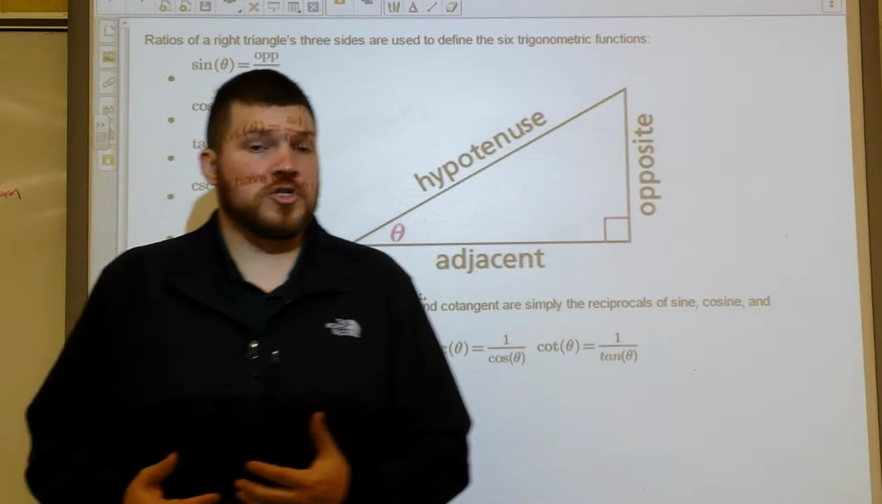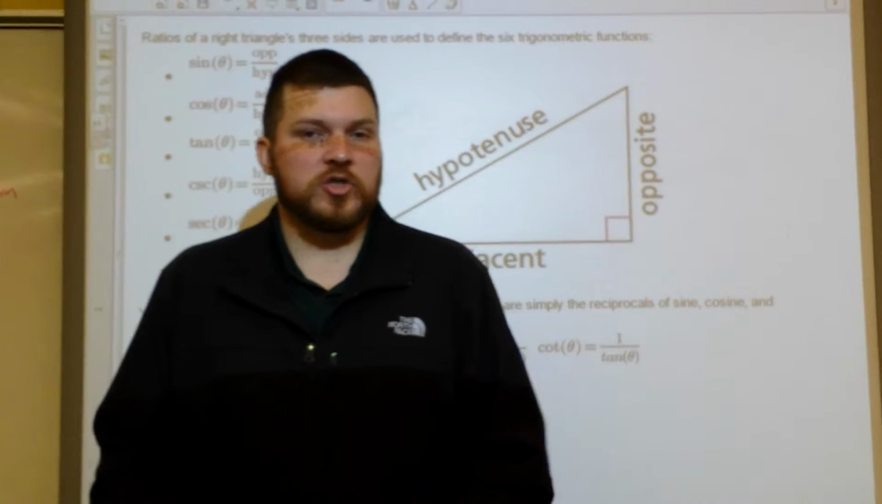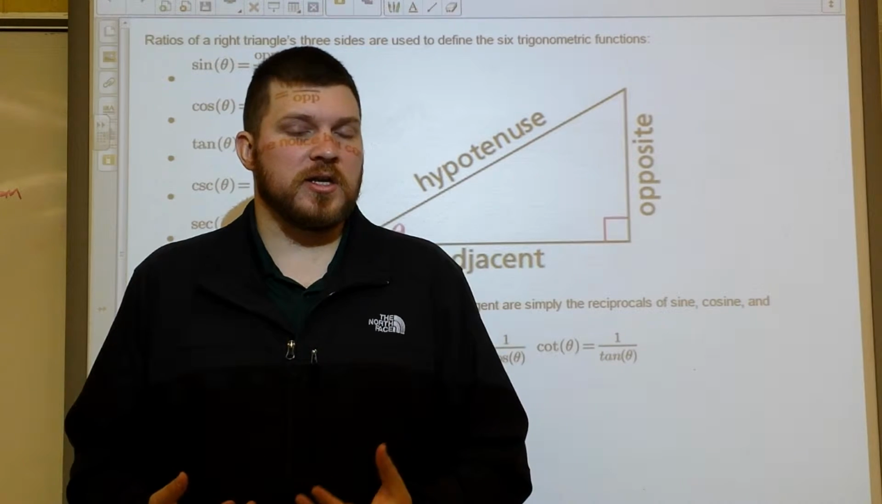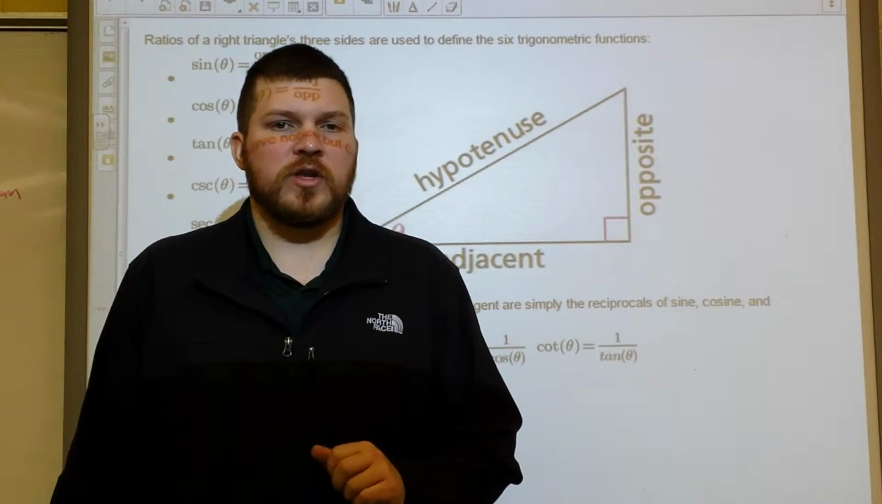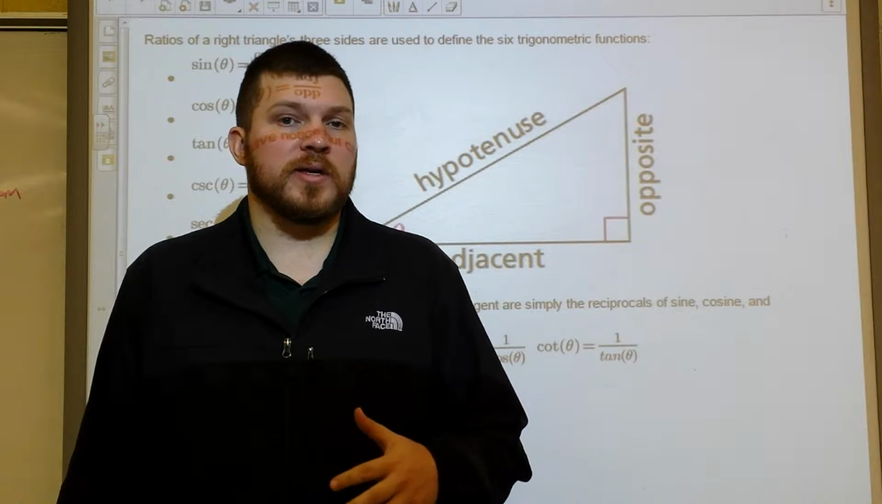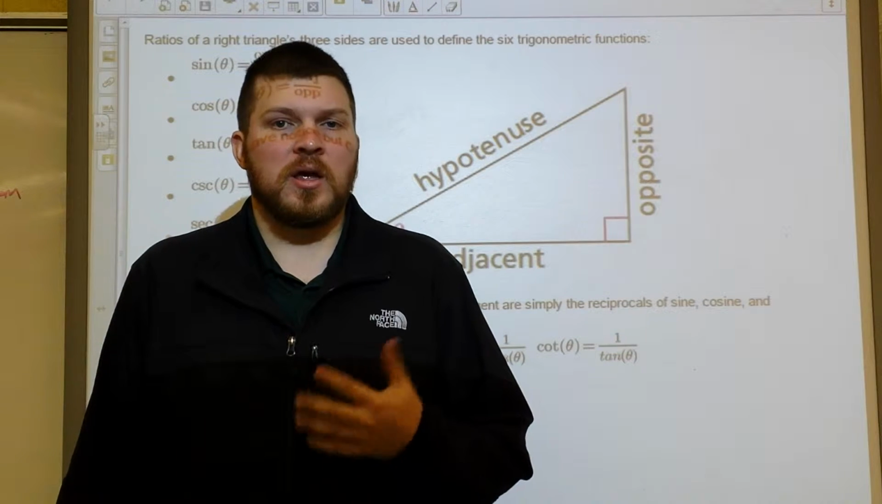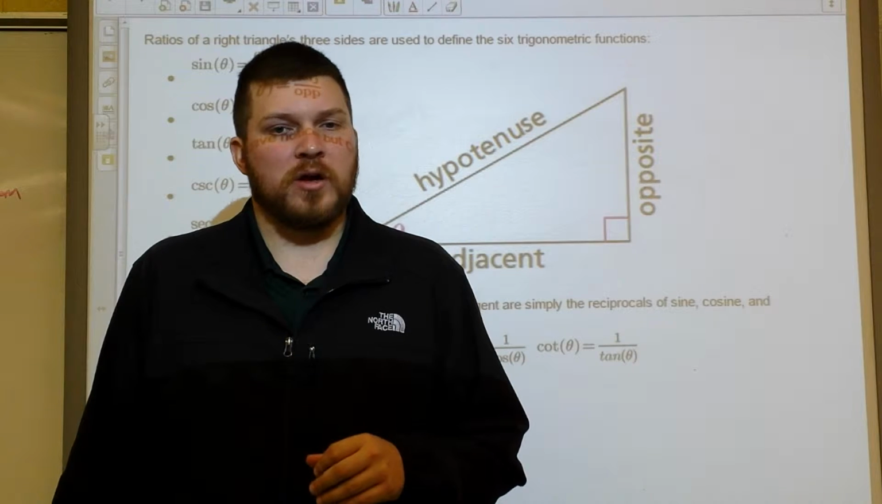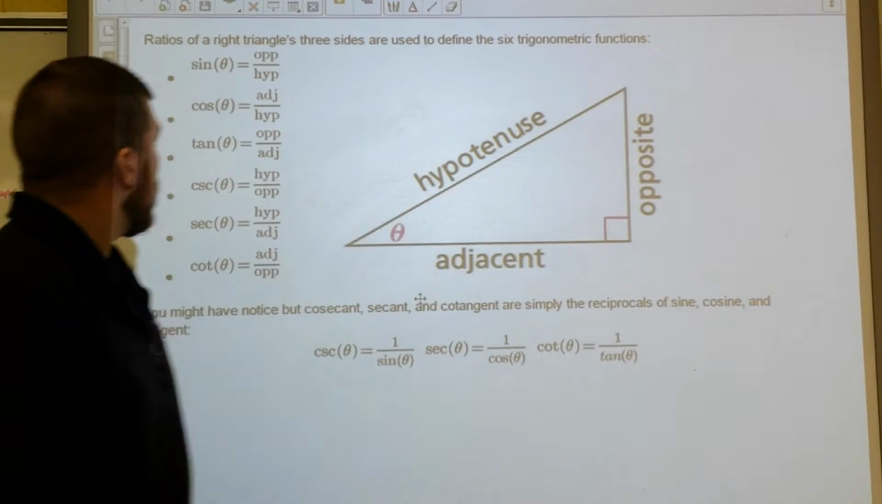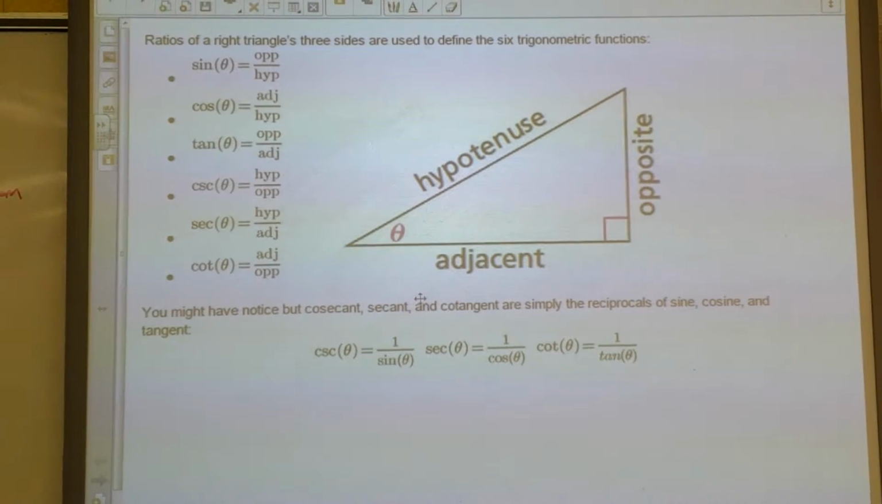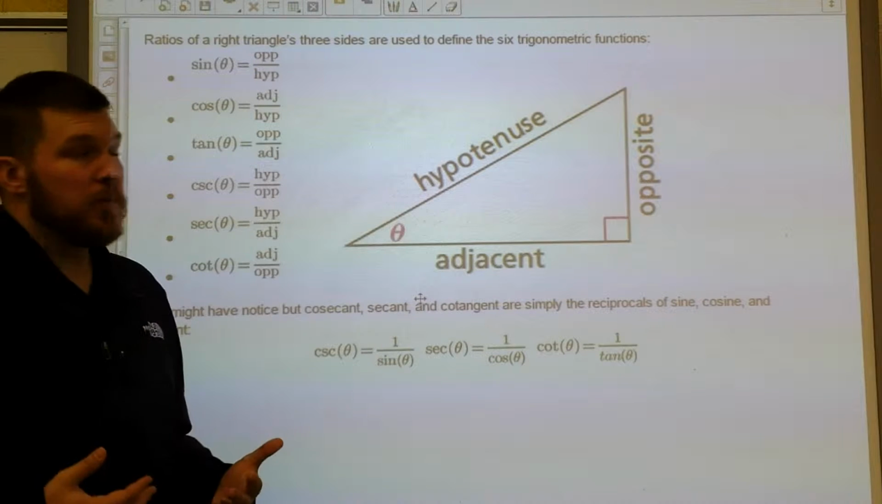Okay, so in this video we're starting a new chapter and we're going to be talking about trigonometry, which is pretty much the study of right triangles. In this first video, it's pretty much review. We're just going over the 6 basic trig functions. You might know them as right triangle ratios. So let's get started. So the ratios of right triangles, 3 sides, are used to define the 6 trigonometric functions.